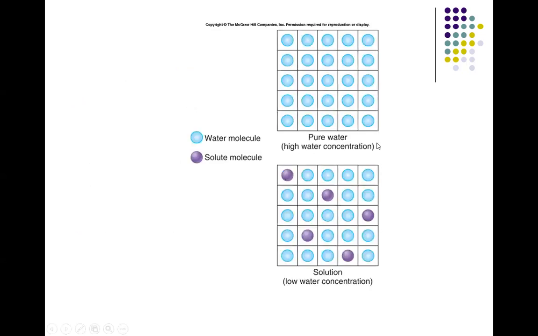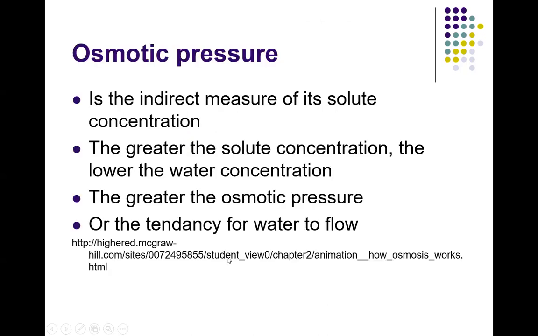Here we can see a little graphic. This is showing pure water, and this one is a solution that has some sort of solute in it. The little purple dots represent some solute. It could be salt, it could be sugar. Something is dissolved in that water. Here you have a high concentration of water because it's all water. Here you have a lower concentration of water because some of those water molecules have been replaced with solute. Osmotic pressure is the indirect measure of that solute concentration. The greater the solute concentration, the lower the water concentration, and then you have a greater osmotic pressure, which is the tendency of water to flow.